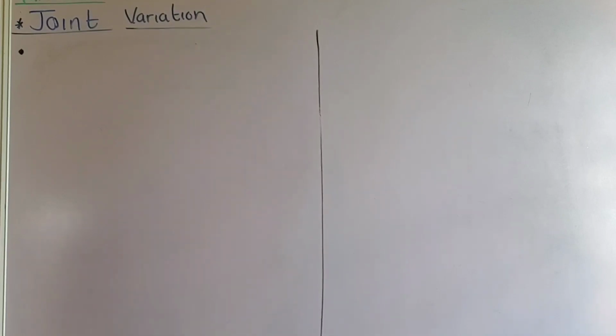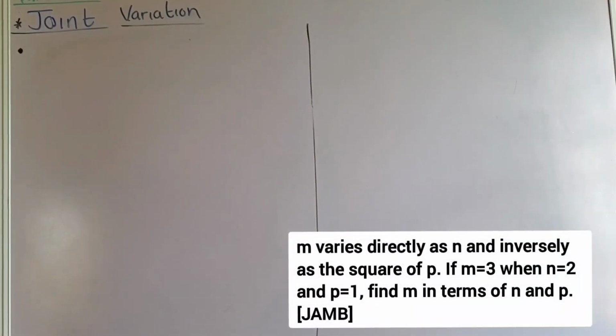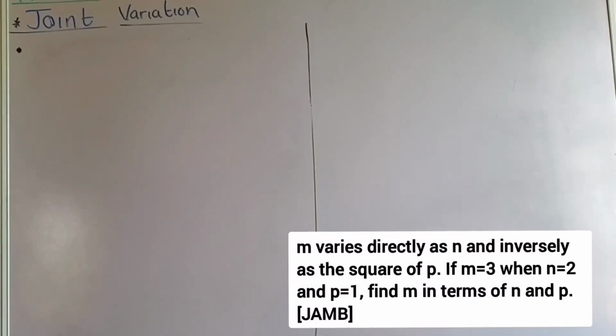Okay, so having understood what is meant by joint variation, let's look at some worked examples to help us understand better. Now I want to write this question. m varies directly as n and inversely as the square of p. If m is equal to 3 where n is equal to 2 and p is equal to 1, find m in terms of n and p.